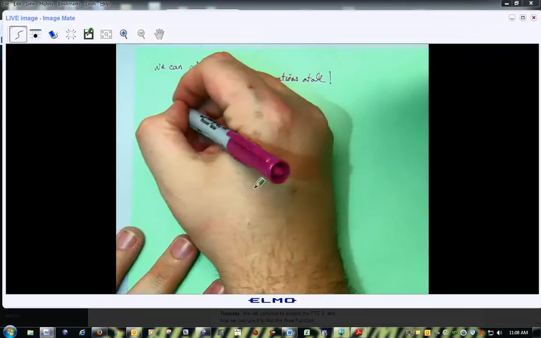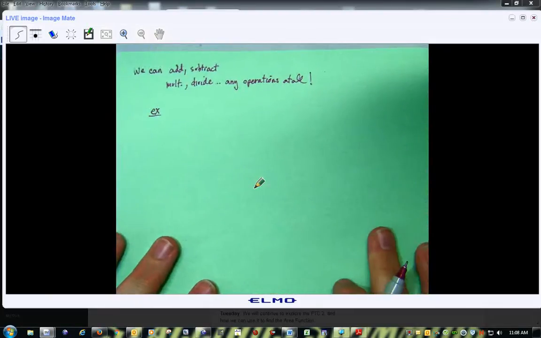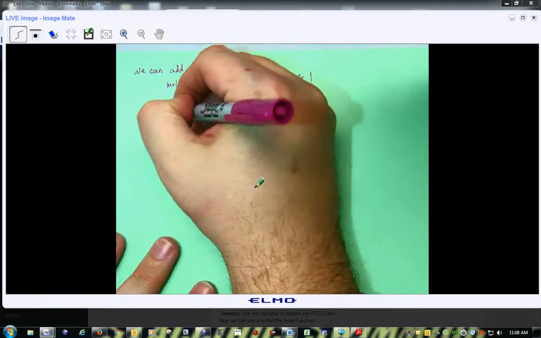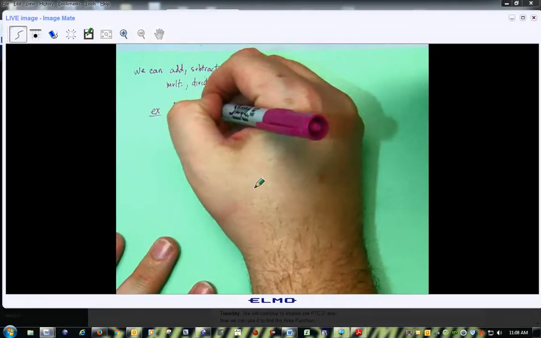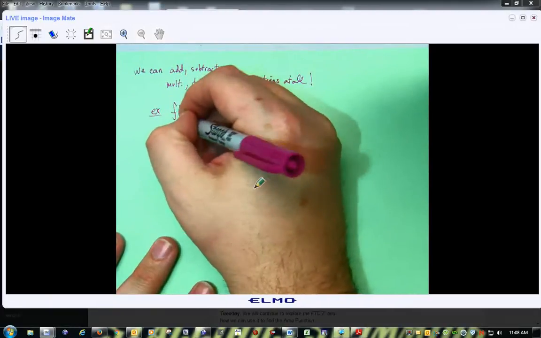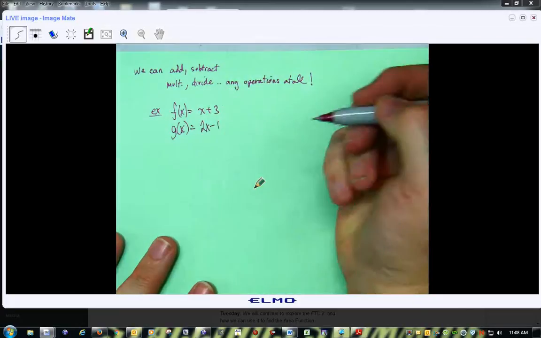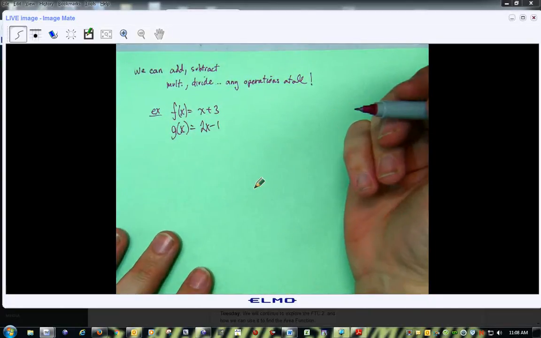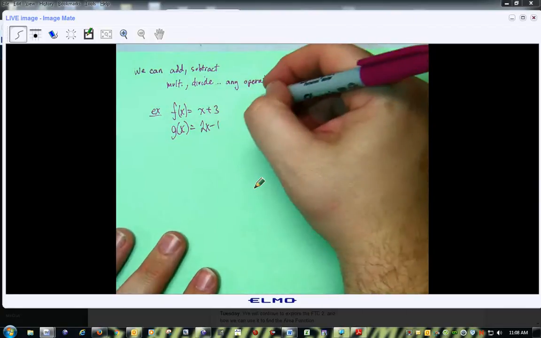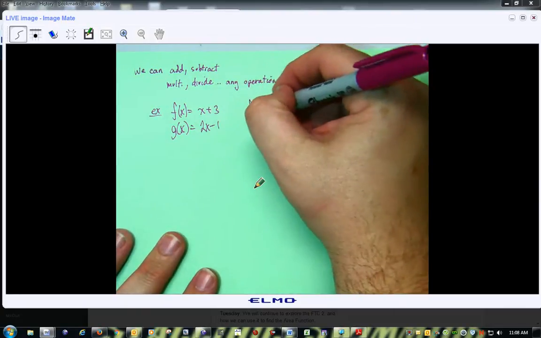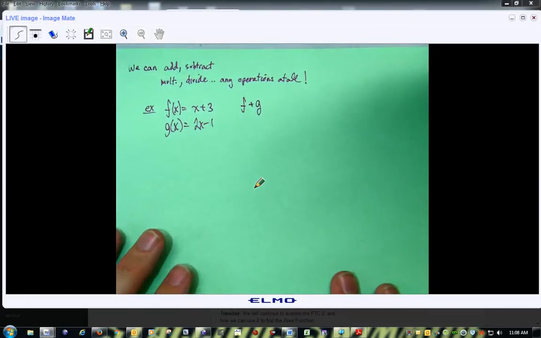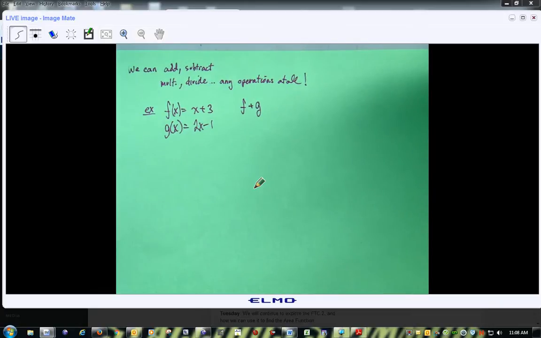So, for example, if we have, say, f of x is equal to x plus 3, and g of x is equal to 2x minus 1, we can say, I want f plus g, which means I want to add these two functions together.